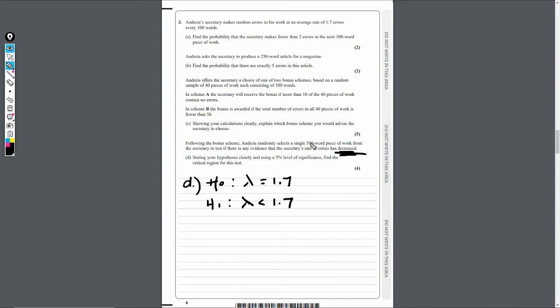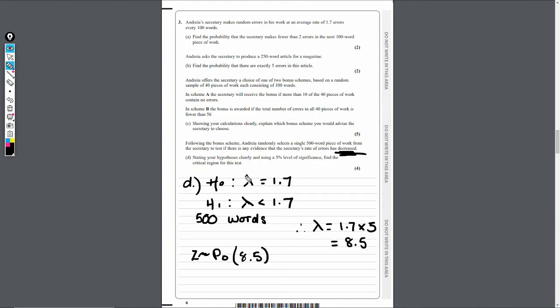Now it's looking at 500 words. So we need to adjust the average rate. So what I'm going to do now is times it by 5. To get from 100 to 500, I've got to times it by 5. Do the same with the average rate. So therefore, lambda is equal to 1.7 times 5, which is equal to 8.5. So in this case, if I call it Z, Z is a Poisson distribution with an average rate of 8.5.